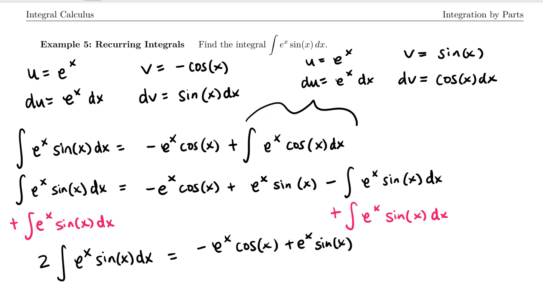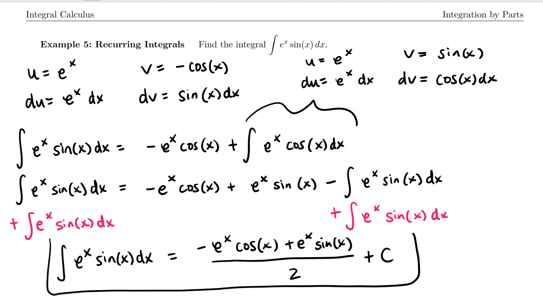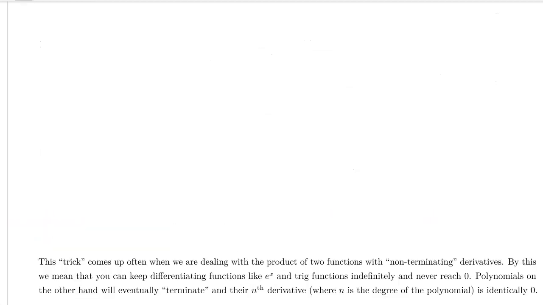And then if I wanted to solve for my original integral, I could divide both sides by 2 and then add c, and this gives us our final answer. So this trick comes up often when we are dealing with the product of two functions with non-terminating derivatives. By this we mean that we can keep differentiating functions like e to the x and trig functions indefinitely and never reach 0.